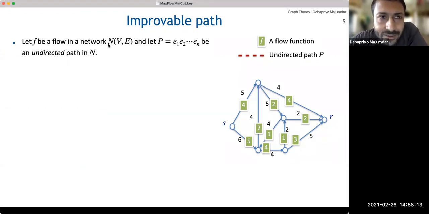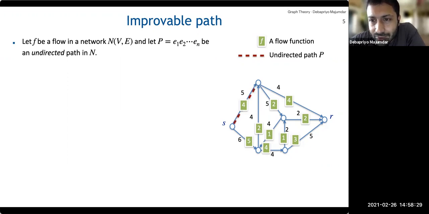This network N, in some books the parent network is written as G. It doesn't really matter as a matter of notation. I'm just writing N, V, E. So let's say this is an undirected path. An undirected path is something like this. I think it's visible, although I decided to keep it below the flow numbers.